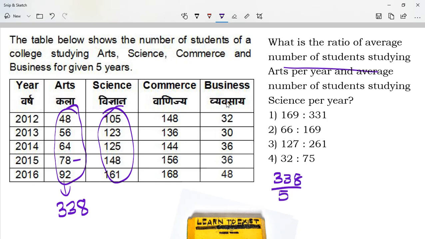Okay, so I guess we can stop right here. Okay, why am I stopping here? We can already see 66 is not a factor of 338. 127 is not a factor of 338, and 32 again is not a factor of 338, but 169 can be derived from 338. Okay, there is a number 169 inside this 338, so this would be the answer. All other options can be eliminated on the simple fact that these are not a factor of 338.